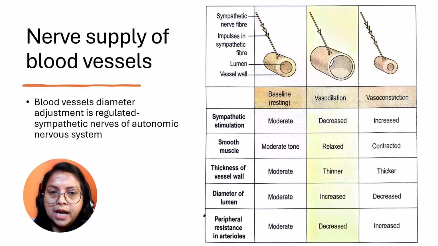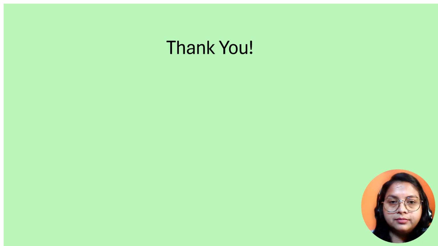We can say that the sympathetic nervous system controls vascular tone by adjusting the diameter of the blood vessels. When there is more stimulation, there is vasoconstriction, increased resistance and pressure. With less stimulation, there is vasodilation, which decreases resistance and pressure.